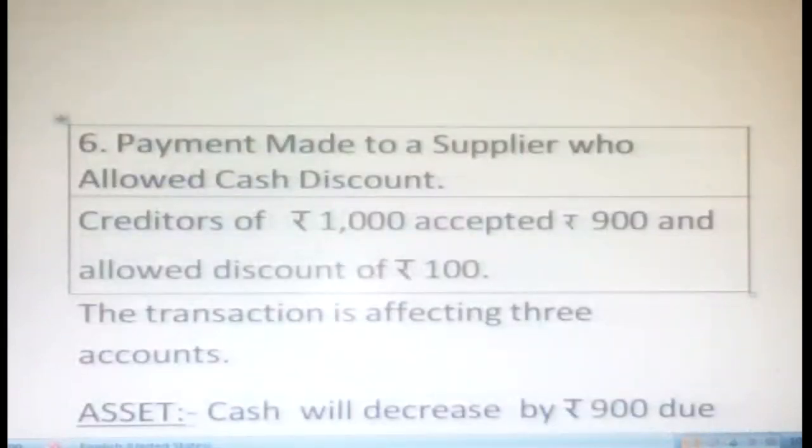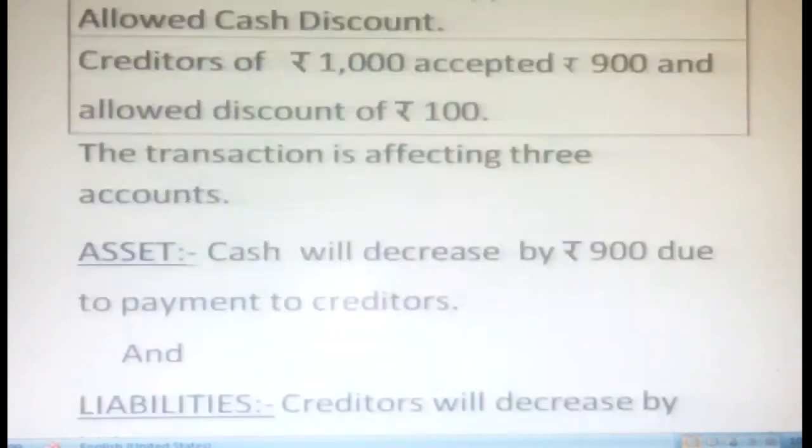Payment made to a supplier who allowed cash discount. Here you paid money. How much? As creditors of 1,000 accepted at 900. And allowed discount of 100. So creditors, we have to pay actually how much? 1,000. They accepted just 900. So they allowed a discount for us of 100. So here how many accounts are affected? Here also 3 accounts are affected.